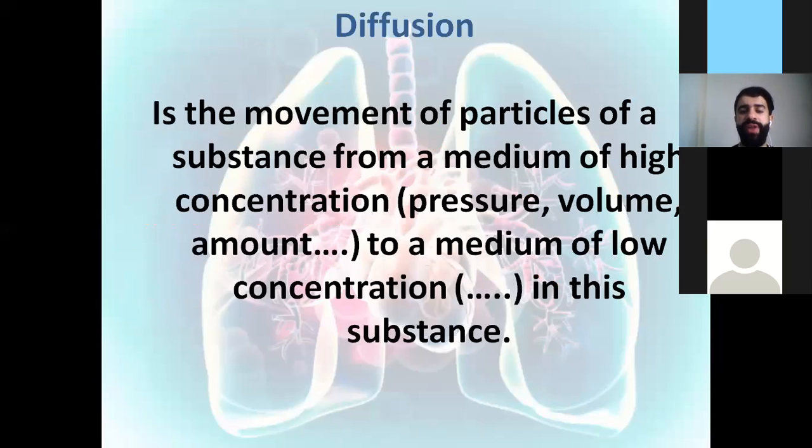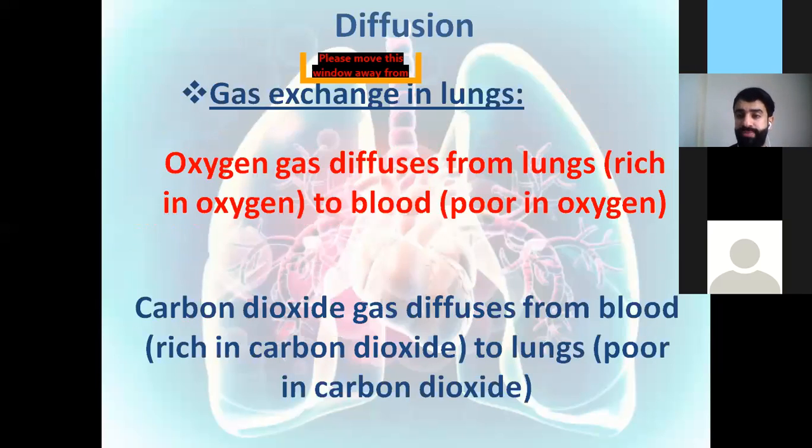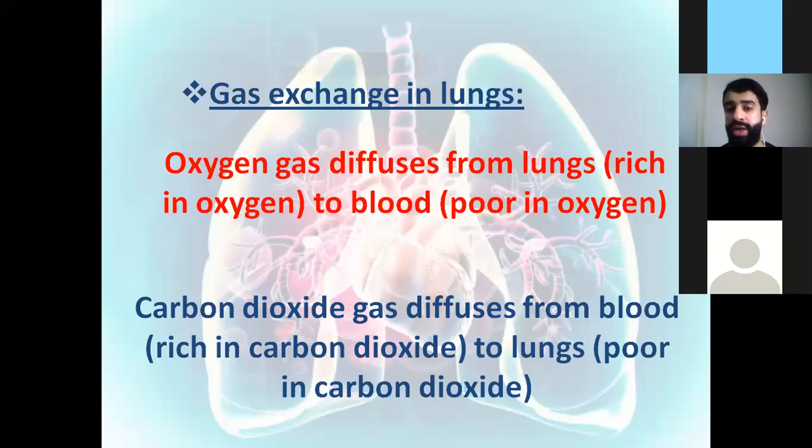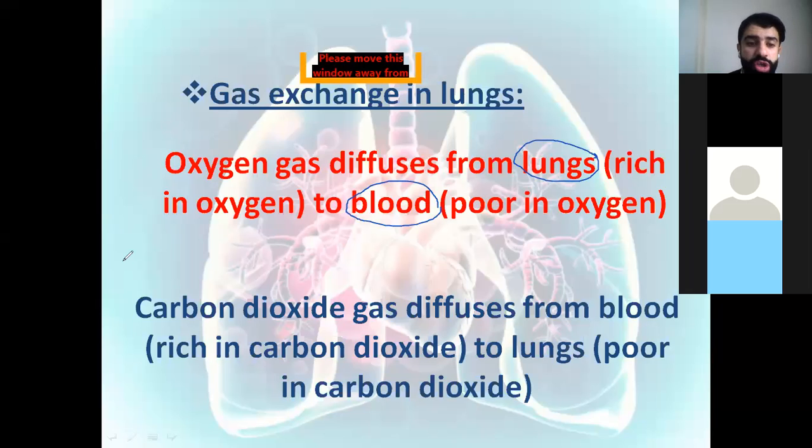Okay? So let's move now to talk about diffusion. I want you to remember or memorize this one. This is a reminder for diffusion. What is diffusion? Diffusion is the movement of a substance from a medium of high concentration, high amount, high value, to a medium containing low amount or low value. In the lungs, the oxygen diffuses from the lungs that are rich in oxygen gas to the blood that is poor in oxygen. So oxygen diffuses from a medium containing a high amount of oxygen, which is the lungs, to a medium containing a low amount of oxygen, which is the blood. So these two, you should study them.